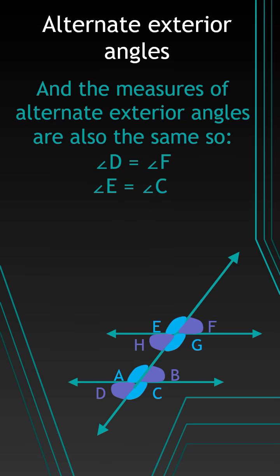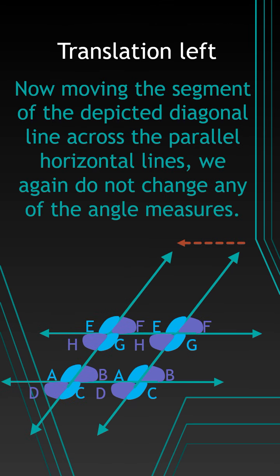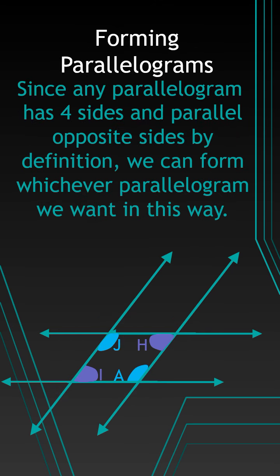And the measures of alternate exterior angles are also the same. So the measure of angle D is equal to the measure of angle F, and the measure of angle E is equal to the measure of angle C. Now, moving the segment of the depicted diagonal line across the parallel horizontal lines, we again do not change any of the angle measures. Since any parallelogram has four sides and parallel opposite sides by definition, we can form whichever parallelogram we want this way.